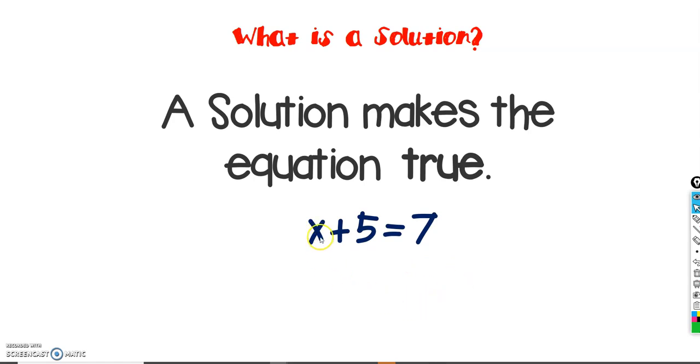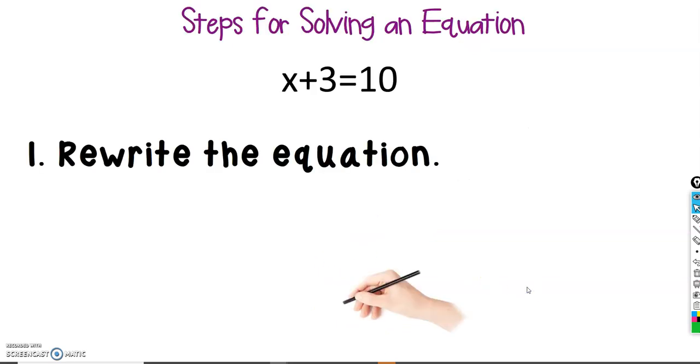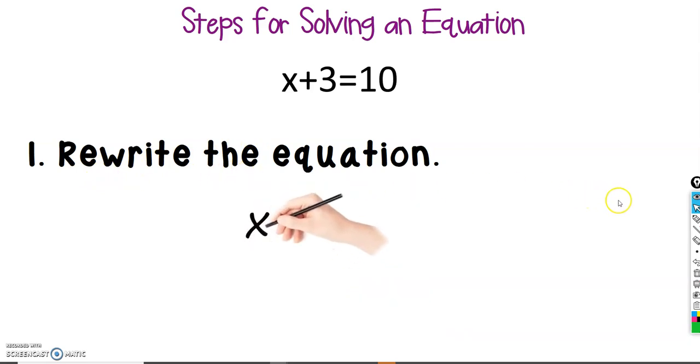So I need to figure out what's a solution for x plus 5 equals 7. This one's pretty easy, right? The solution would be x equals 2. X equals 2 makes the equation true. 2 plus 5 is 7. So you will be given equations like this, and I know that this one is really easy, that we can do it in our heads, but remember that we always start easy so that we can work up to those more difficult problems.